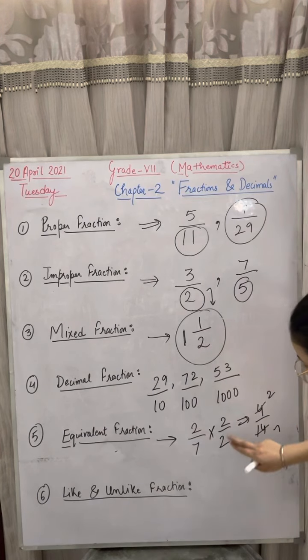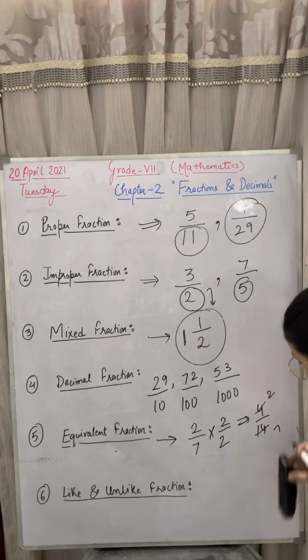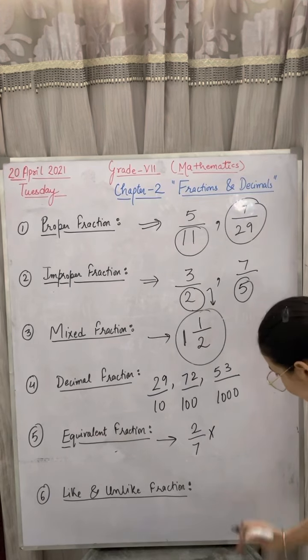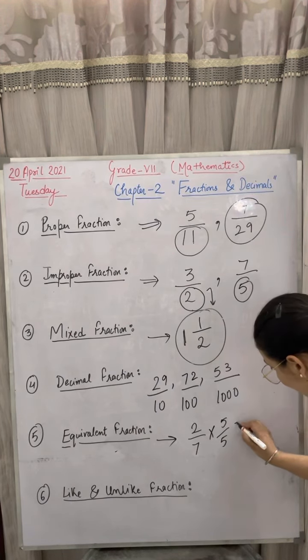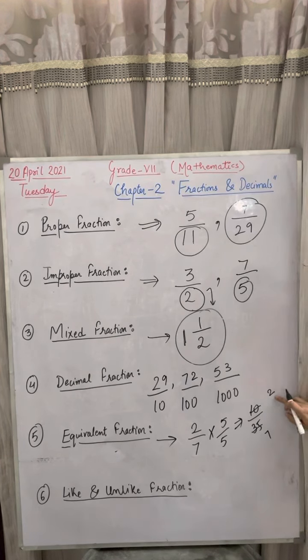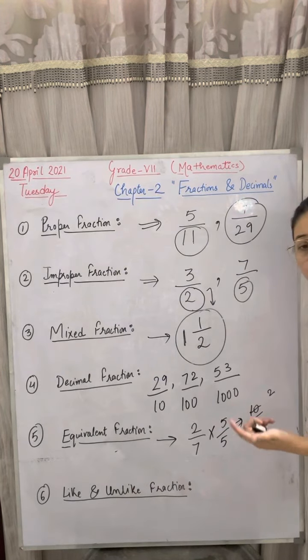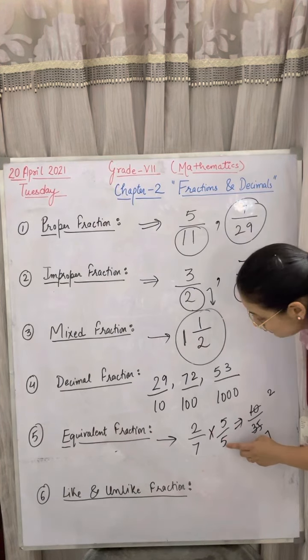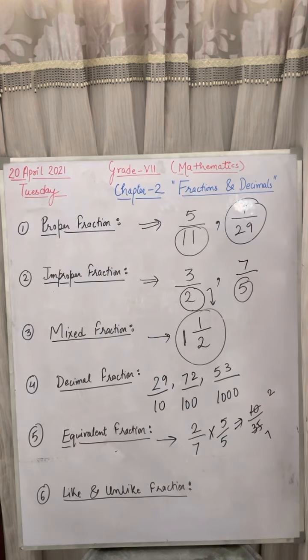Equivalent fraction means you have to multiply the numerator and denominator with the same number. Suppose I multiply with 5. 2 5s are 10, 7 5s are 35. I cancel on the 5 table, and my answer will be 2 by 7. So these are the equivalent fractions when you multiply the numerator and denominator with the same number. Got it?